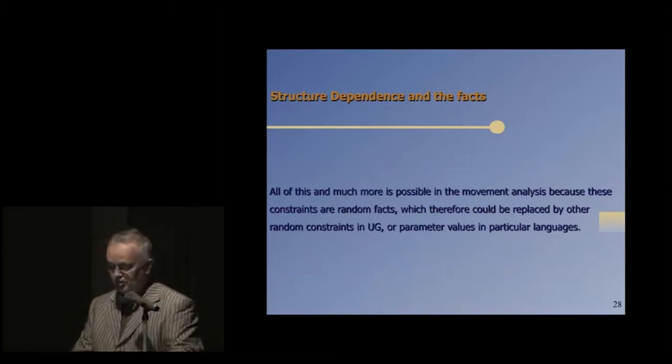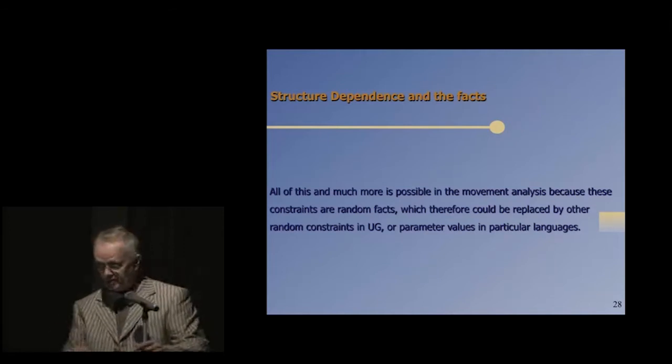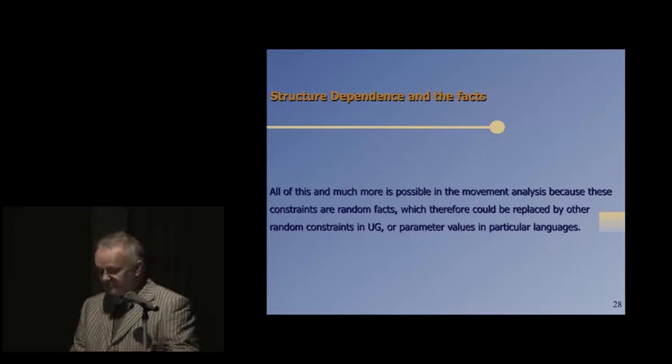All of this and much more is possible in the movement analysis, because these constraints, that is structure dependence and the 4 constraints I gave, are random facts, which therefore could be replaced by other random constraints in UG or parameter values in particular languages. There's no principled reason to choose among them. That's precisely why we list them in UG.